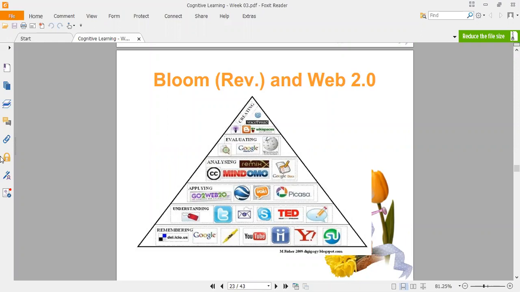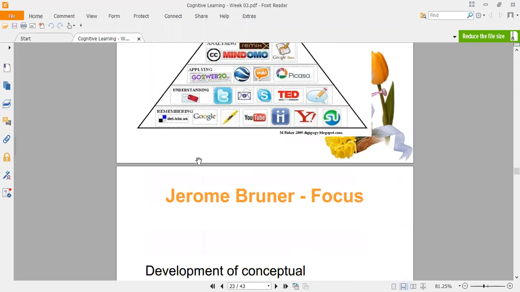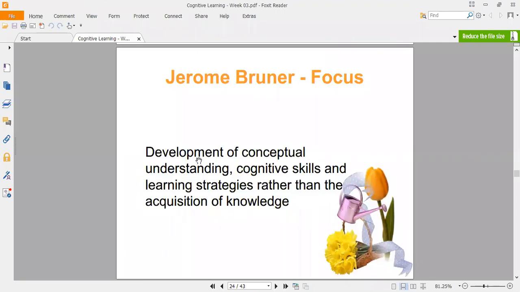Okay, in the digital age, how can Bloom's taxonomy be applied? Jerome Bruner came up with a different concept. Remember, Piaget came up with four developmental stages, and Bloom came up with six stages of brain levels. And what did Jerome Bruner come up with? That cognitive skill development happens based on learning strategies rather than the acquisition of knowledge, right?